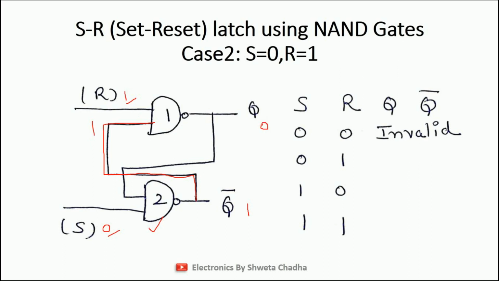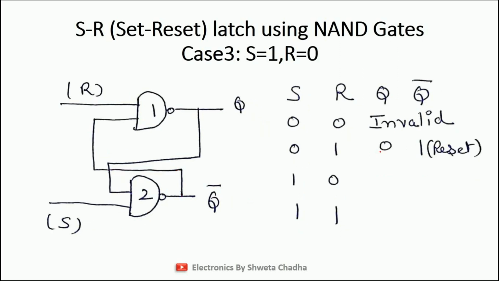So this is known as our 0 1 condition, output is 0 1, and this is known as reset condition. Why reset condition? As you can see, your reset is high, so the output is reset. Reset means 0, and Q is our main output signal. Hence, this is known as reset condition. Case number 2.